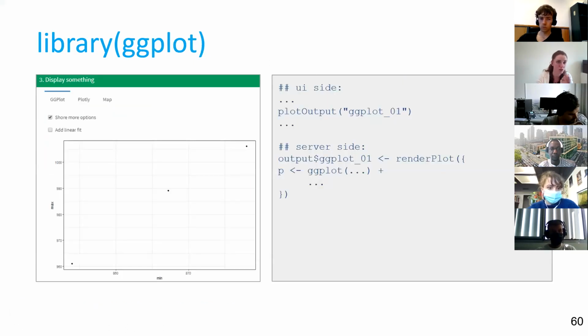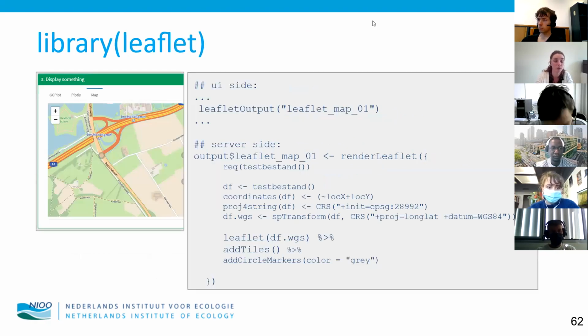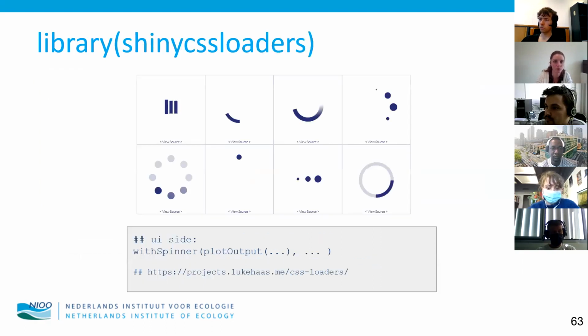You can combine ggplot with Shiny. There's also Plotly, which is a package that makes plots interactive. So that's a nice option. And you can also combine apps with in your app. So that's also a nice one.